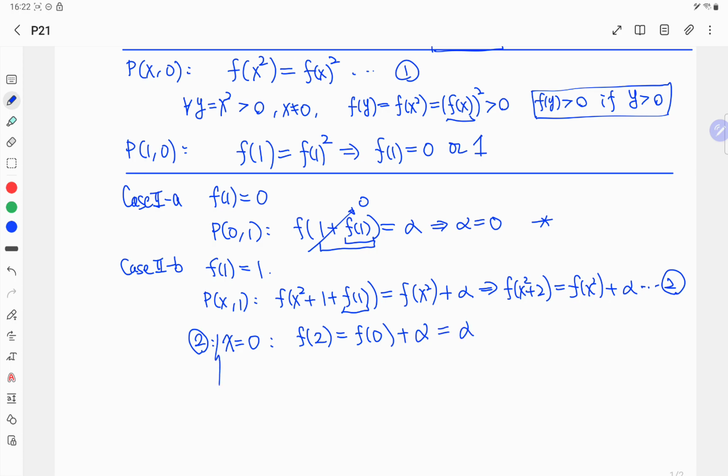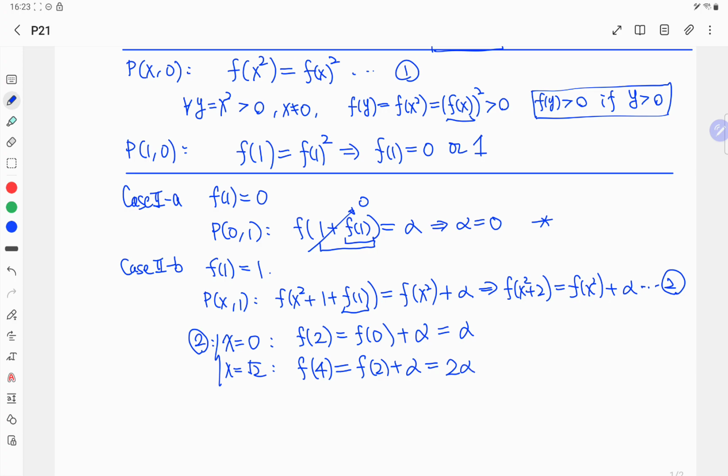And then also we try to pick x to be square root of 2. So we will have f of square root of 2 squared is 2, 2 plus 2 is 4. So equals f of 2 plus alpha. And then f of 2 is alpha, so this is alpha plus alpha, which is 2 alpha.